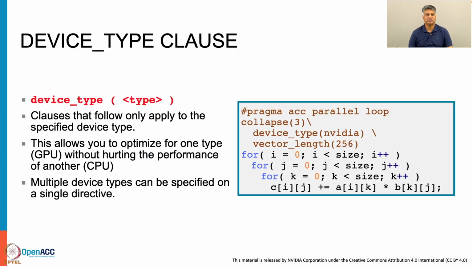So, if you use the device type clause, it will give information to the compiler about what type of device you are running on. This allows you to optimize for one type of GPU without hurting the performance on another CPU. Multiple devices can then be specified on a single directive.